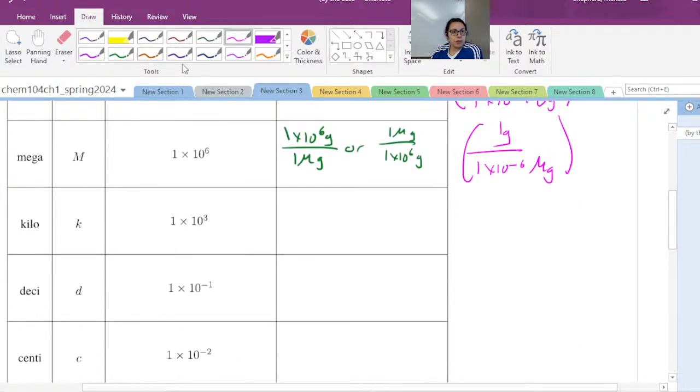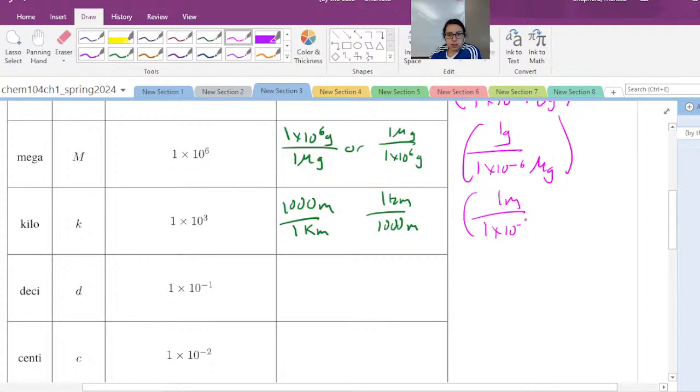So hopefully it's slowly making more sense. And so now kilo, so 1,000 meters is in 1 kilometer. 1 kilometer is 1,000 meters. Or we could say 1 meter is 1 times 10 to the negative 3rd kilometers. You want to think about it, the negative.